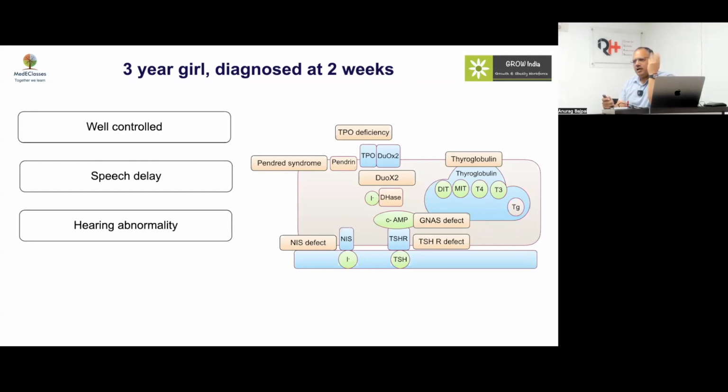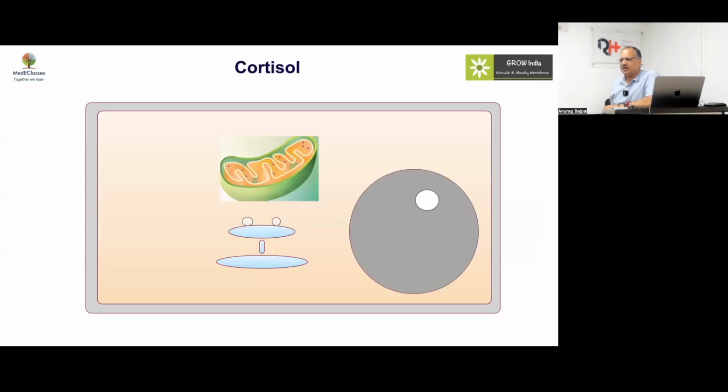Yeah, so anyway, any patient who has hypothyroidism, be it dyshormonogenesis or dysgenesis, you should do a screening here, BERA and all those things. But in this scenario, a possibility of Pendred syndrome should definitely be considered.